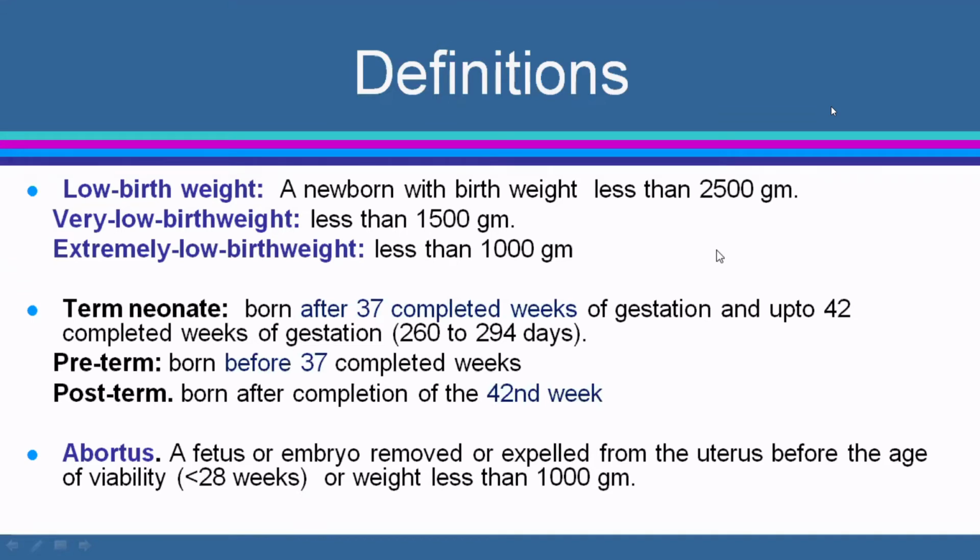Now regarding the neonate, a newborn is known as low birth weight if the birth weight is less than 2.5 kg, very low birth weight when it is less than 1500 gram, or extremely low birth weight when it is less than 1000 gram. Normal birth weight is when it is more than 2.5 kg or 2500 gram, right? And there is also large for date. That means if the baby is more than 4 kg, then we say that they are large for date.